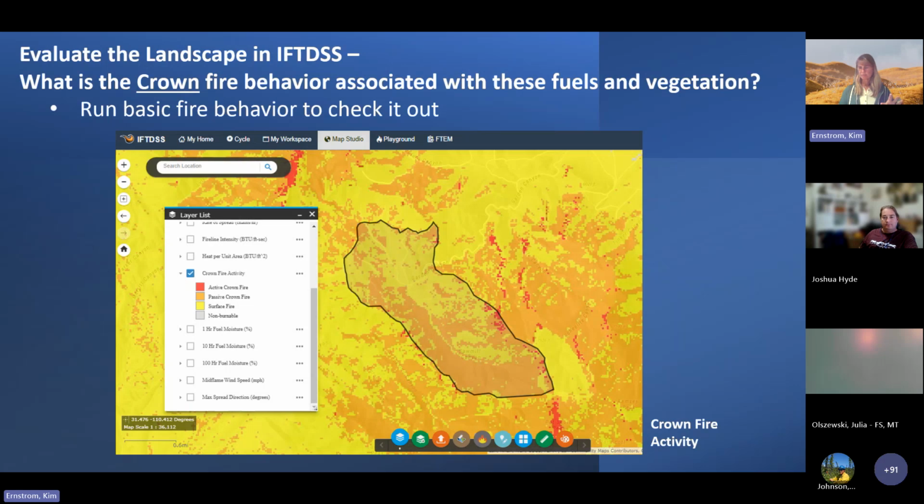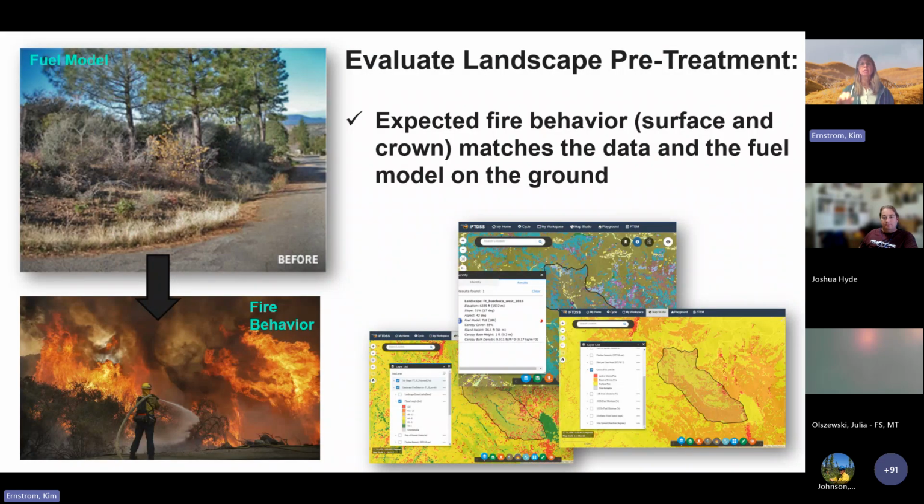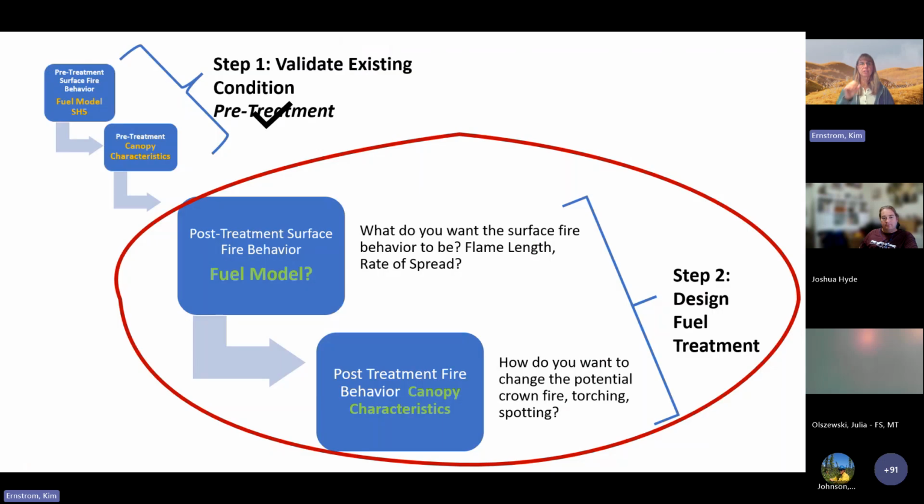Okay, so now I can say, good, I'm checking the box. The stuff that I've got before, so this picture in the upper left that shows the vegetation structure, and this is the fire behavior that I might get from a situation like that. And I can say, yes, that matches what is in my LANDFIRE data. So I feel good about moving forward now and building my fuels treatment. So that's what we're going to do next. So check the box. I validated my existing condition, and now I'm going to design my fuels treatment.